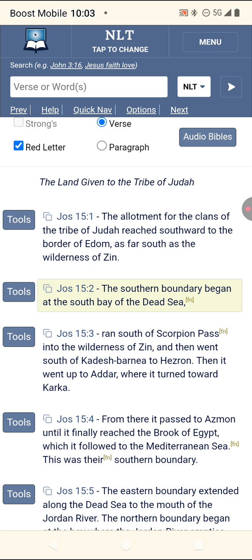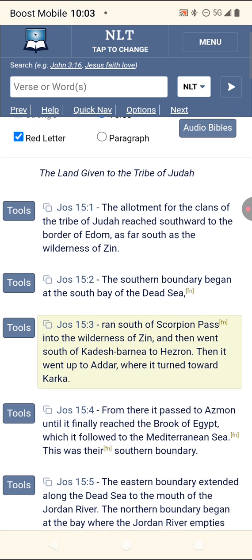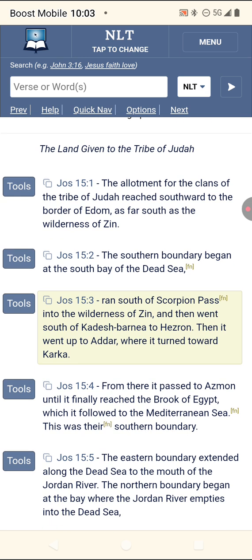All right. So the Dead Sea is one of those bodies of water situated where the Jordan River is. It says, the southern boundary began at the south bay of the Dead Sea, ran south of Scorpion Pass in the wilderness of Zin, and then went south of Kadesh Barnea to Hezron. Then it went up to Adar, where it turned toward Karka.